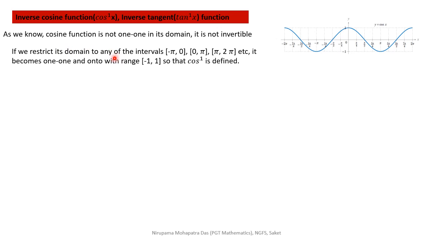So if we restrict the domain to any of these intervals, meaning minus pi to 0, 0 to pi, pi to 2 pi, and so on, there are many intervals like this. You can look at the graph, 0 to pi, and similarly minus pi to 0. Where the values do not repeat, it becomes one-one, and the range is minus 1 to 1. So cos inverse will be defined. So cos inverse will be defined on any one of these intervals.